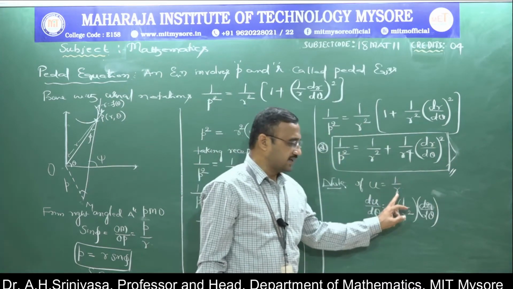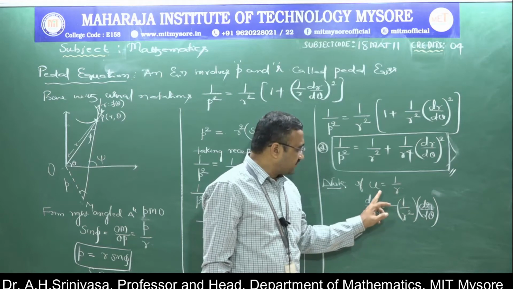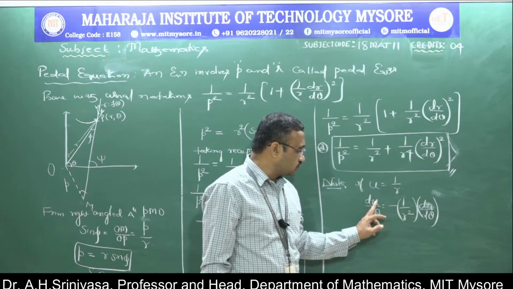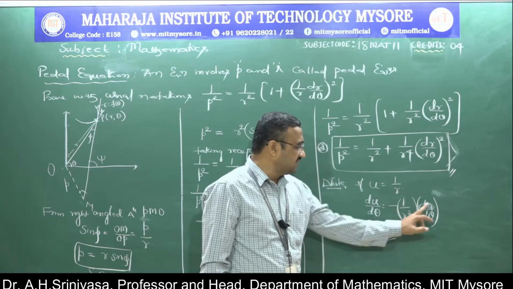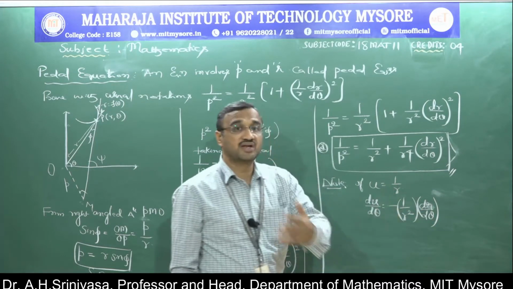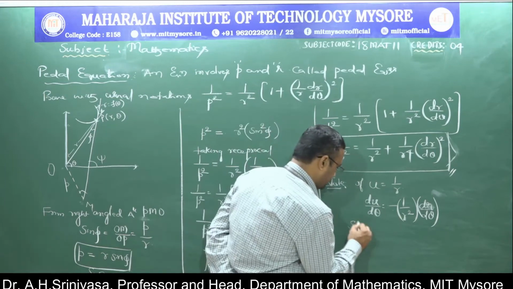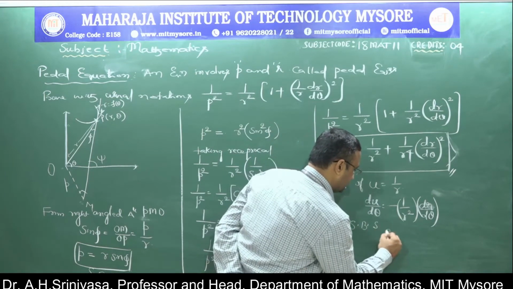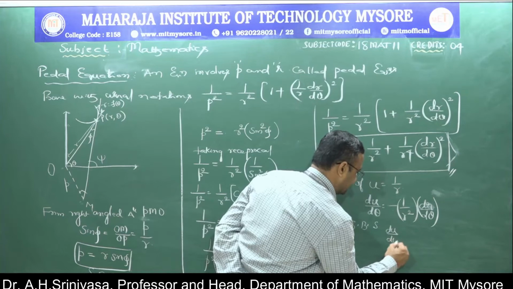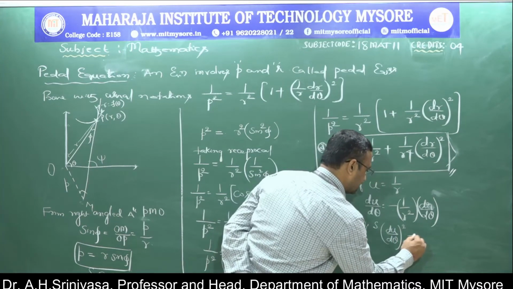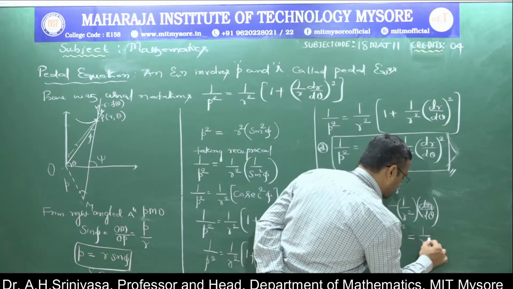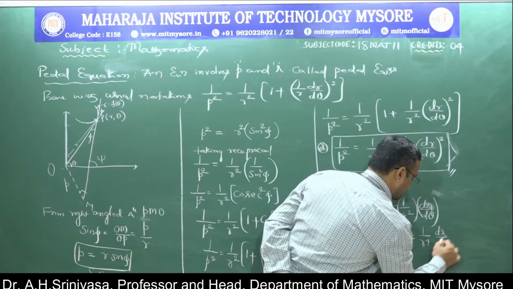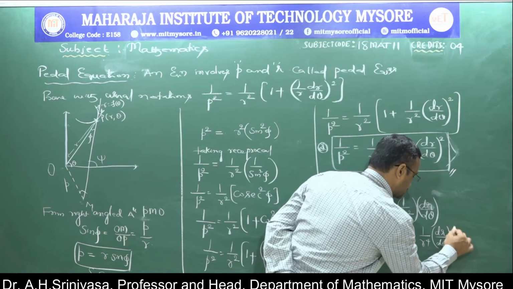Taking u equal to 1 by r, then differentiating this with respect to theta, we get du by d theta. The differentiation of 1 by r is minus 1 by r square, then dr by d theta. If we square both sides, we get du by d theta whole square. Negative becomes positive after squaring both sides. This becomes 1 by r power 4 dr by d theta whole square.